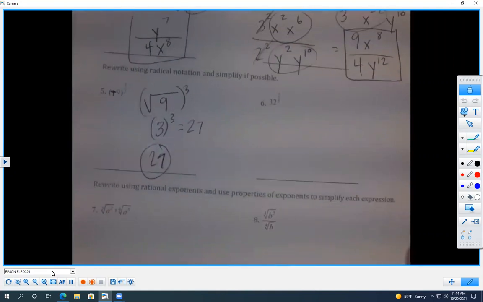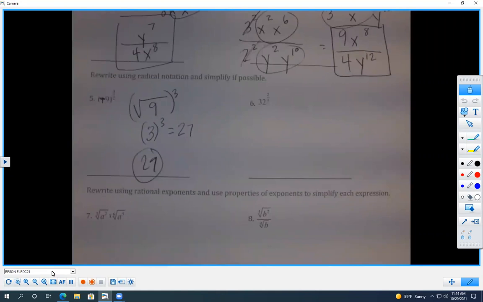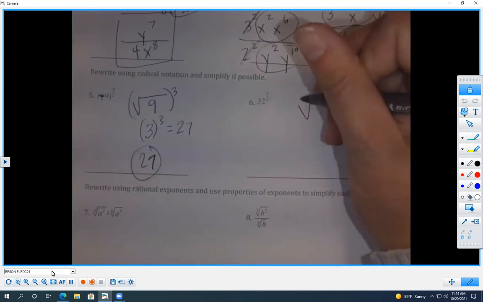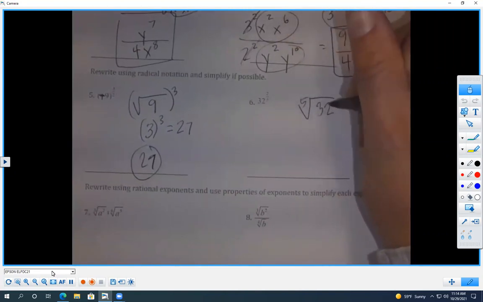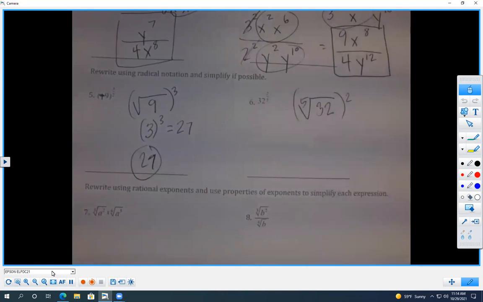Okay, look at number 6. 32 to the 2/5 power. What does that mean? The 5th root of 32, and then we're going to square it at the end.